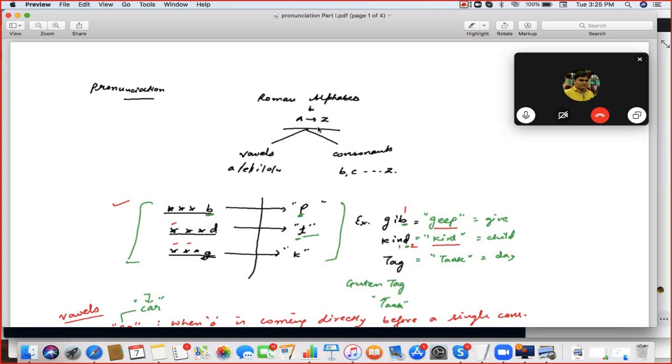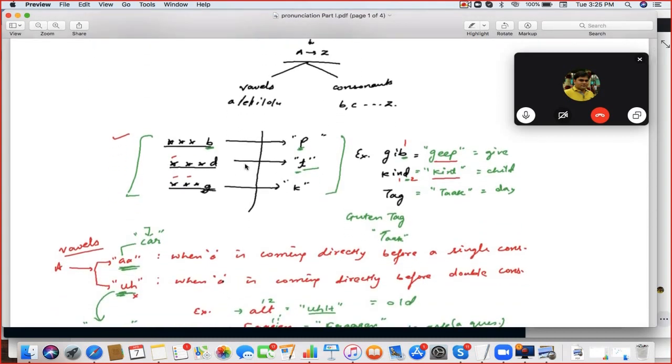We have two parts, vowels and consonants. Vowels are A, E, I, O, U and consonants are B, C, D till Z. Whenever any word is ending with B, D and G, the sound will be pa, ta and ka in the end. Any word ending with B, D and G, the sound will be pa, ta and ka.